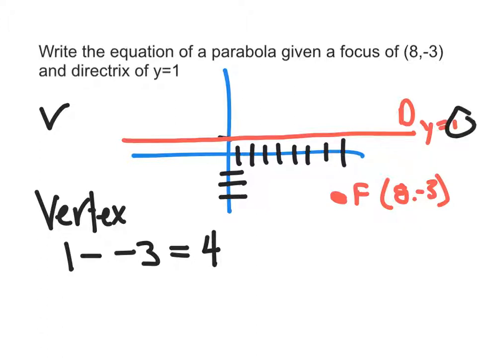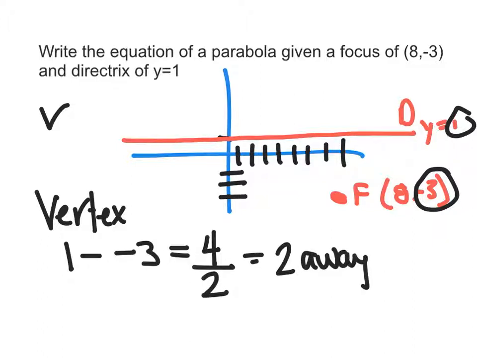So again, I'm just taking the y values, 1 minus -3, and I'm cutting that in half to find the middle. So I'm saying it's 2 away from each of those. So I'm going to count 2 away from the line, 1, 2, and I'm going to count 2 away from the focus, 1, 2, make sure I end up in the same spot, which I do. And I'm going to go ahead and label that point with a V for vertex, and that looks like that would be the point (8, -1).